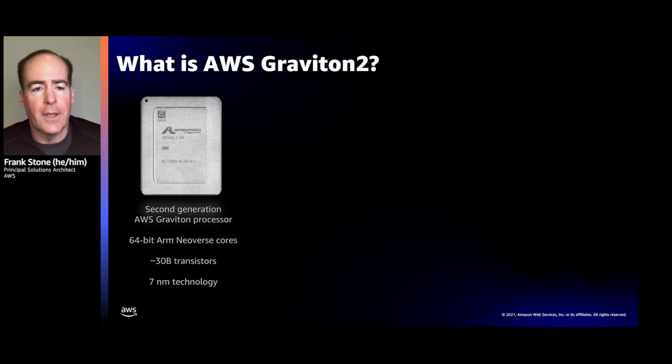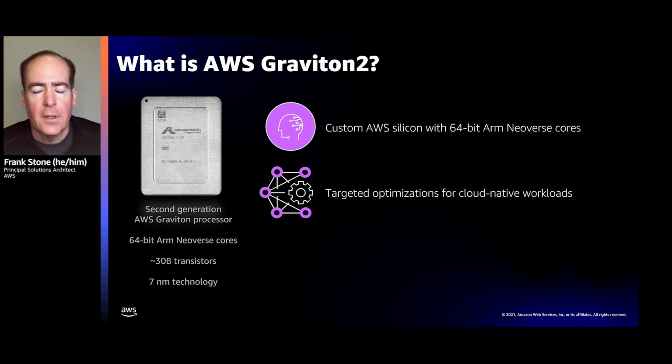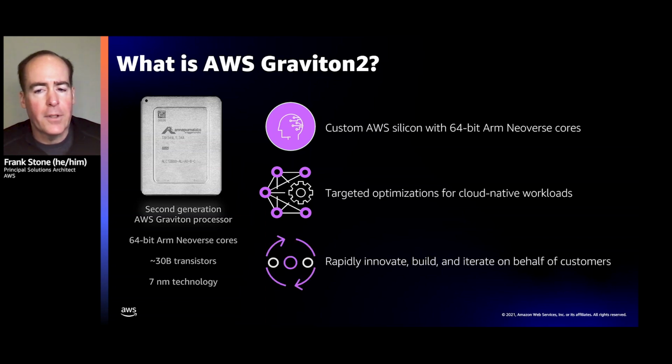Now here's a picture of the actual AWS Graviton 2 chip. This was developed in partnership with the ARM team and uses 64-bit ARM Neoverse cores. And we've implemented targeted optimizations for cloud-native workloads. The Graviton processor came from our focus on innovating to enable new capabilities for our customers.